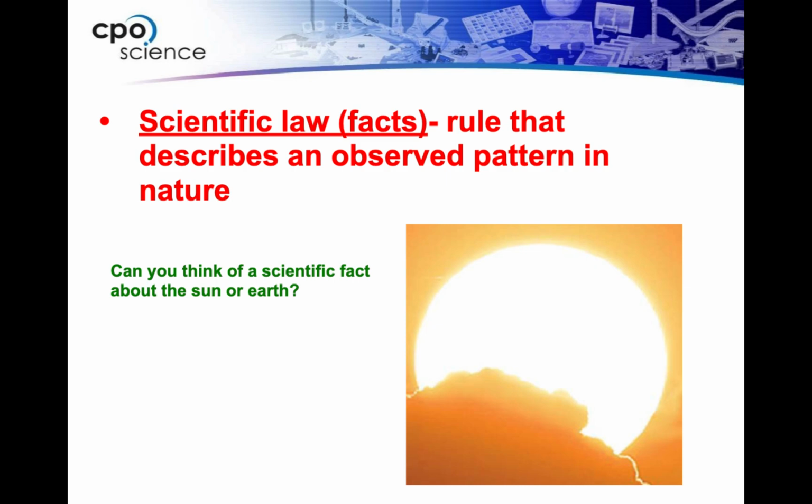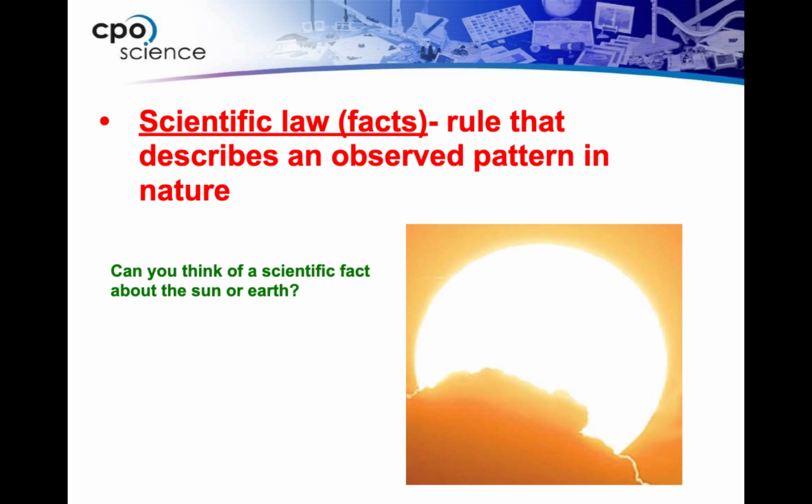So scientific laws are facts, are rules that describe an observed pattern in nature. So if we do the scientific method over and over and over again, and we find that something is true, we say it is a scientific law. We can prove it to be true. We can observe it. It happens all of the time.